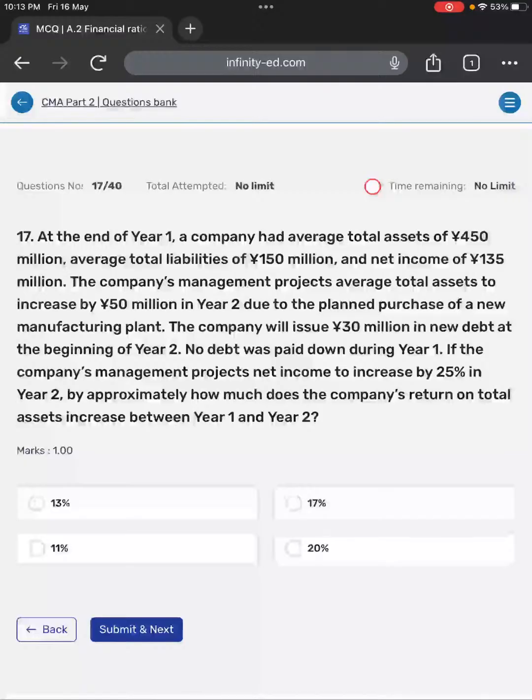33, into 100, 33.75. 30 now minus 30, 3.75. How much increase? 3.75.